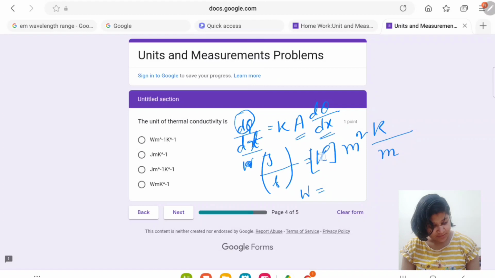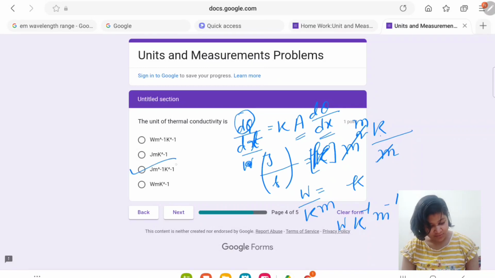These are looking like the same. Let me write it as small k. So this is Kelvin. This becomes meter, and if you bring it to this side, then the meter comes like this, and this is our thermal conductivity. So our thermal conductivity becomes watt Kelvin inverse meter inverse. So this is the correct option, watt meter inverse Kelvin inverse.